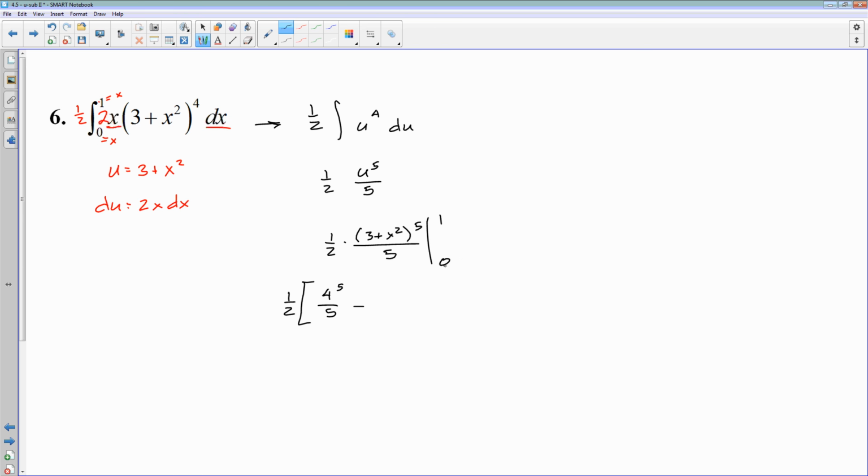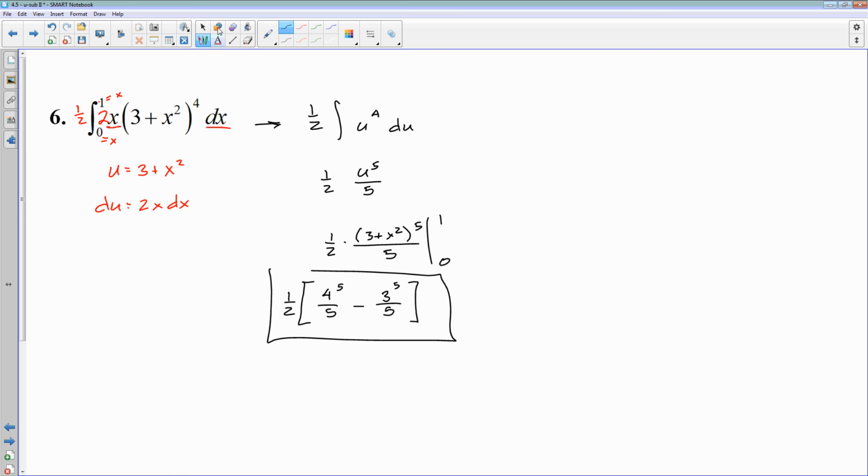Minus, now sometimes when you plug in 0 everything goes away, but that doesn't always happen. When I plug in 0 here, 3 plus 0 is 3 to the 5th over 5, and that is our final answer. Good? That is our final answer.